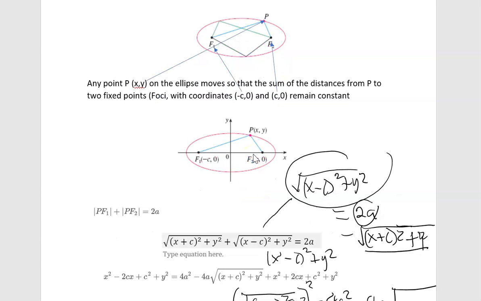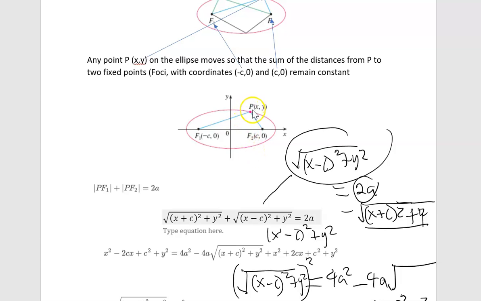So we use the distance formula, and then what do we get? We take the distance from P to this point, which is the square root of x plus c squared plus y minus 0 squared, using x2 minus x1 squared plus y2 minus y1 squared. That's the distance from the point to F1. And likewise, the distance from the point to F2 is the square root of x minus c squared plus y minus 0 squared. This distance plus this distance is the total distance, and their sum has to be constant.